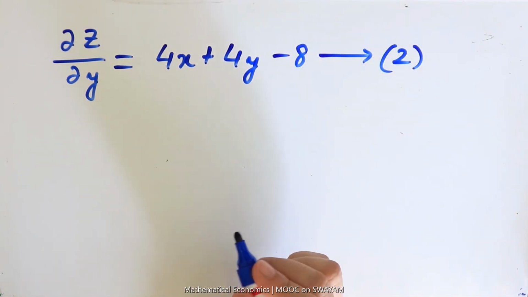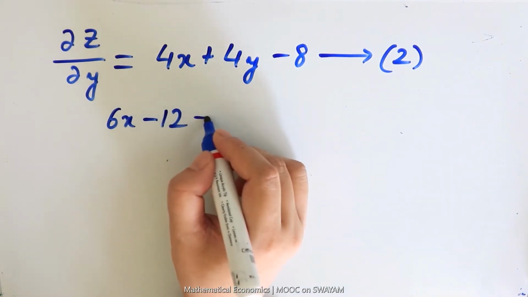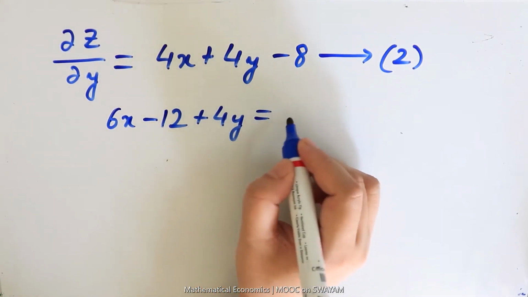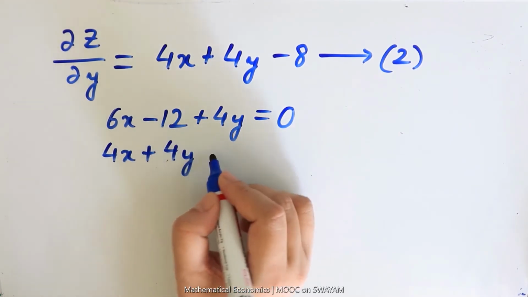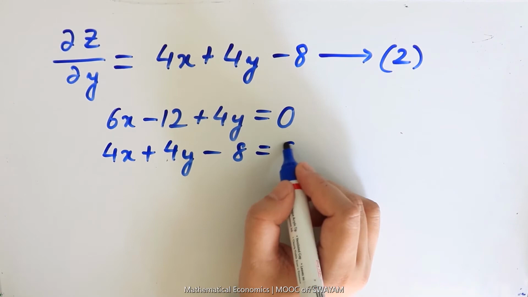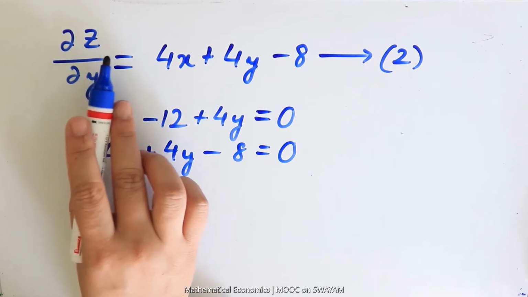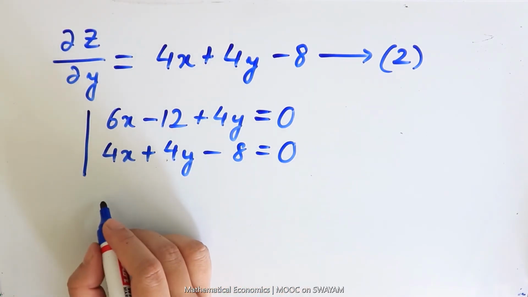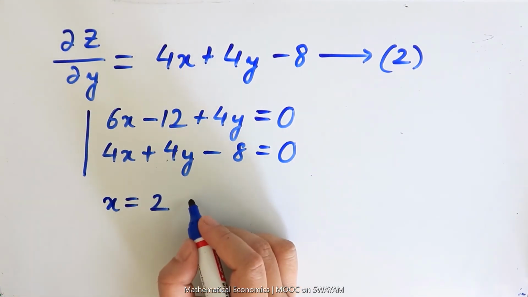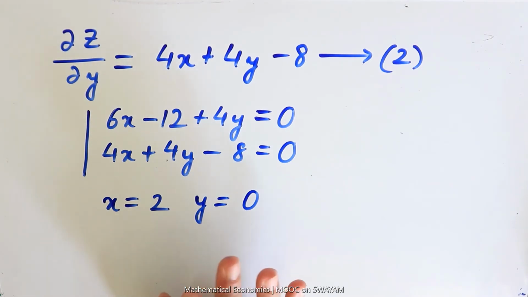Now simplifying equation 1 and 2. Equation 1 is 6x minus 12 plus 4y is equal to 0, and equation 2 is 4x plus 4y minus 8 equal to 0. We equate it to 0 because the first order condition requires us to equate the partial derivatives to 0. And simplifying these two equations, we get x is equal to 2 and y is equal to 0. In order to check if the function has a maximum or a minimum, we test the second order condition.